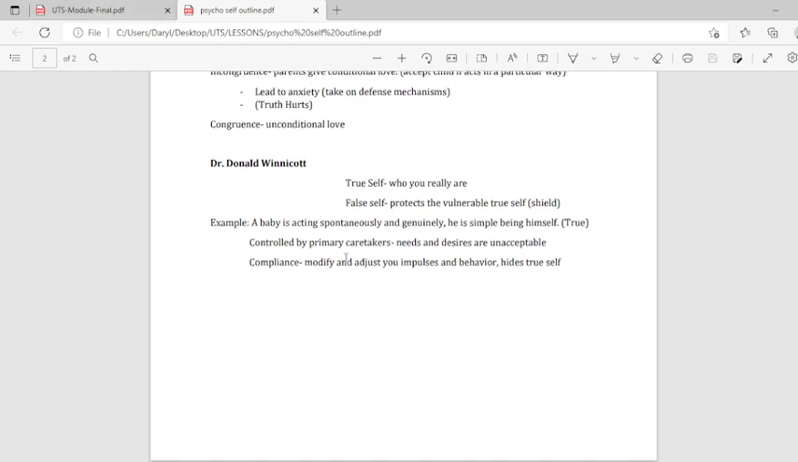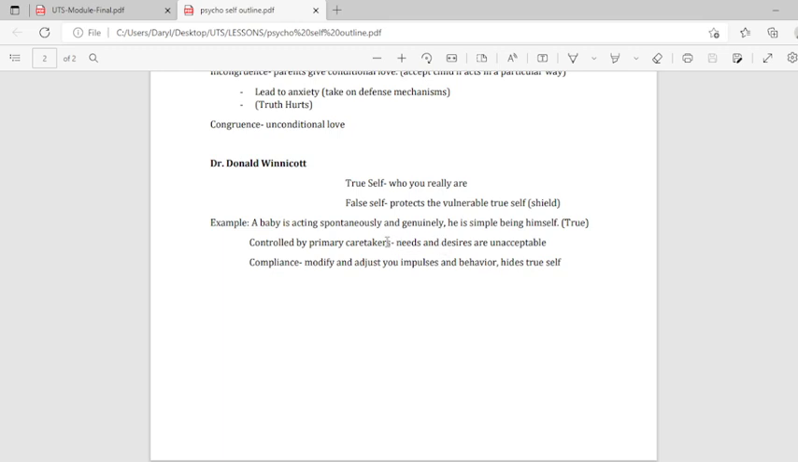For example, a baby is acting spontaneously and genuinely, meaning he is just being true to himself. Muhilak, magligid-ligid, o unsa pa ba. That is his true self acting out, he really is. Now, ang iyahang responses, iyahang actions, iyahang behavior will be controlled by his primary caretakers. For example, iyang mama, iyang papa, o kinsa ba nag-amping niya when he is young.